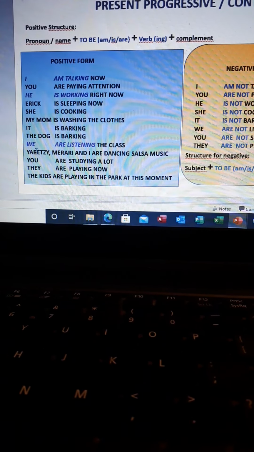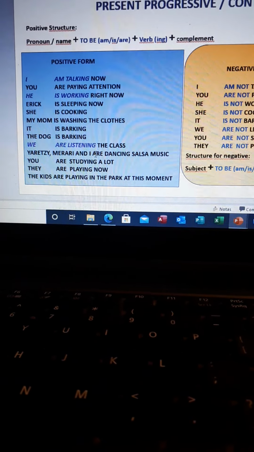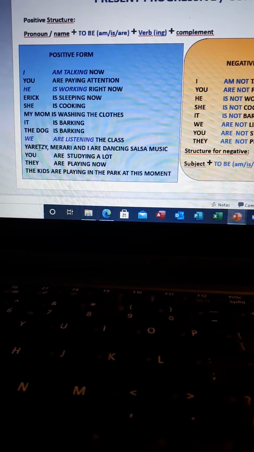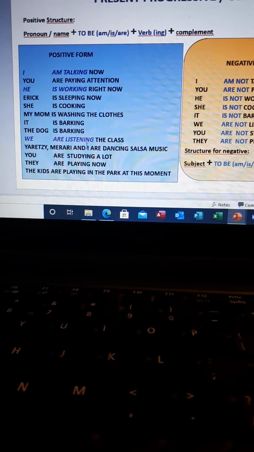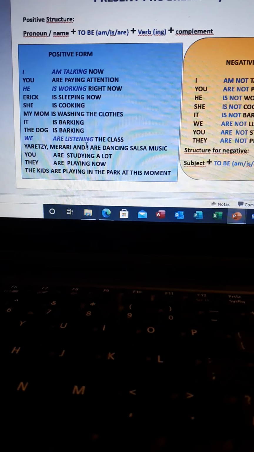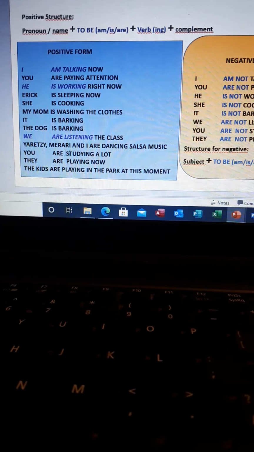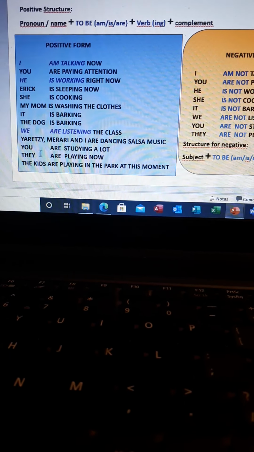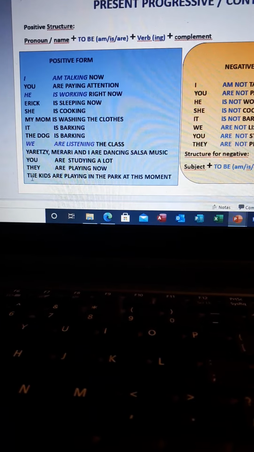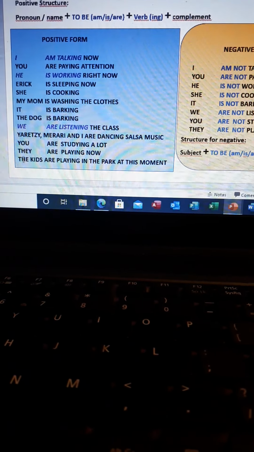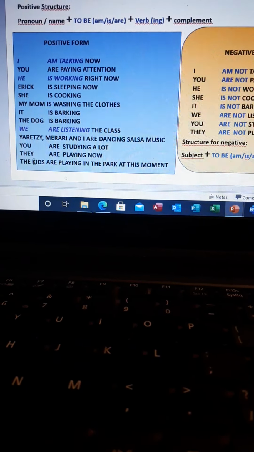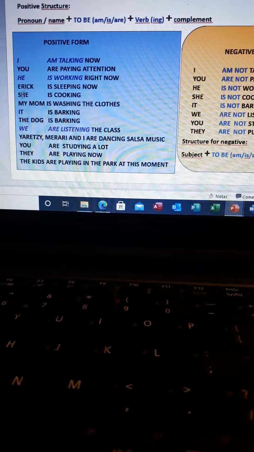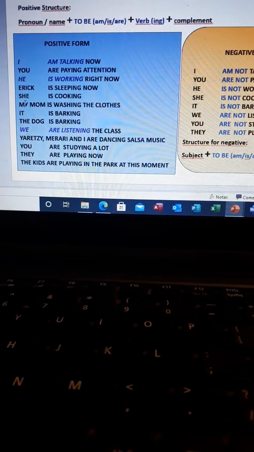We are listening to the class. We and Jared, Merari, and I is the same. So you can say we or you can say the names of the persons, including yourself. I am dancing salsa music. You are studying a lot. They are playing now. Or it's the same if you say the kids are playing in the park at this moment. They and the kids is the same. For example, if you say she or my mom, it is the same.